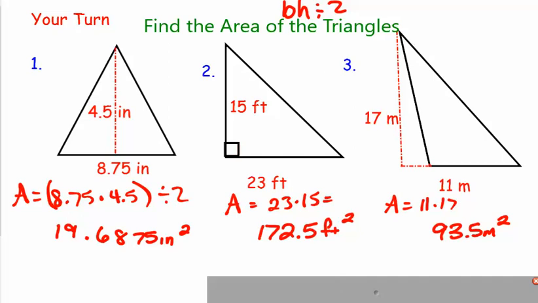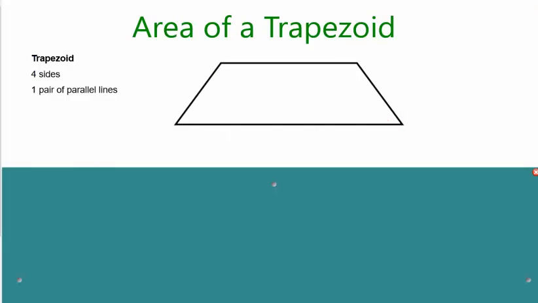All right, so those were 3 pretty easy ones, okay? The next one we're gonna talk about is a trapezoid, which is not as easy, okay? It's just a little bit more work to it, but it's not hard when you follow formulas. When you follow formulas, you're just plugging in numbers, okay? So let's first make sure that you understand what a trapezoid is, okay?